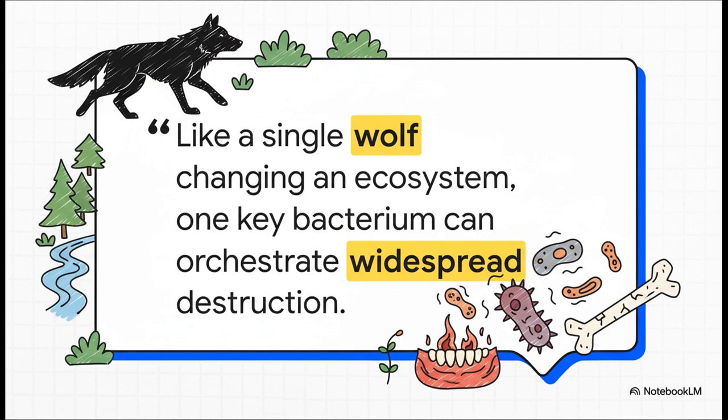It's like this. Imagine you introduce a single wolf pack into a national park. Even with just a few of them, the entire ecosystem starts to change. Well, in our mouths, a bacterium called P. gingivalis acts just like that wolf. Even in small numbers, it can manipulate your own immune system, causing inflammation that actually helps it and its harmful buddies thrive, all while destroying your gums and the bone that holds your teeth in place.